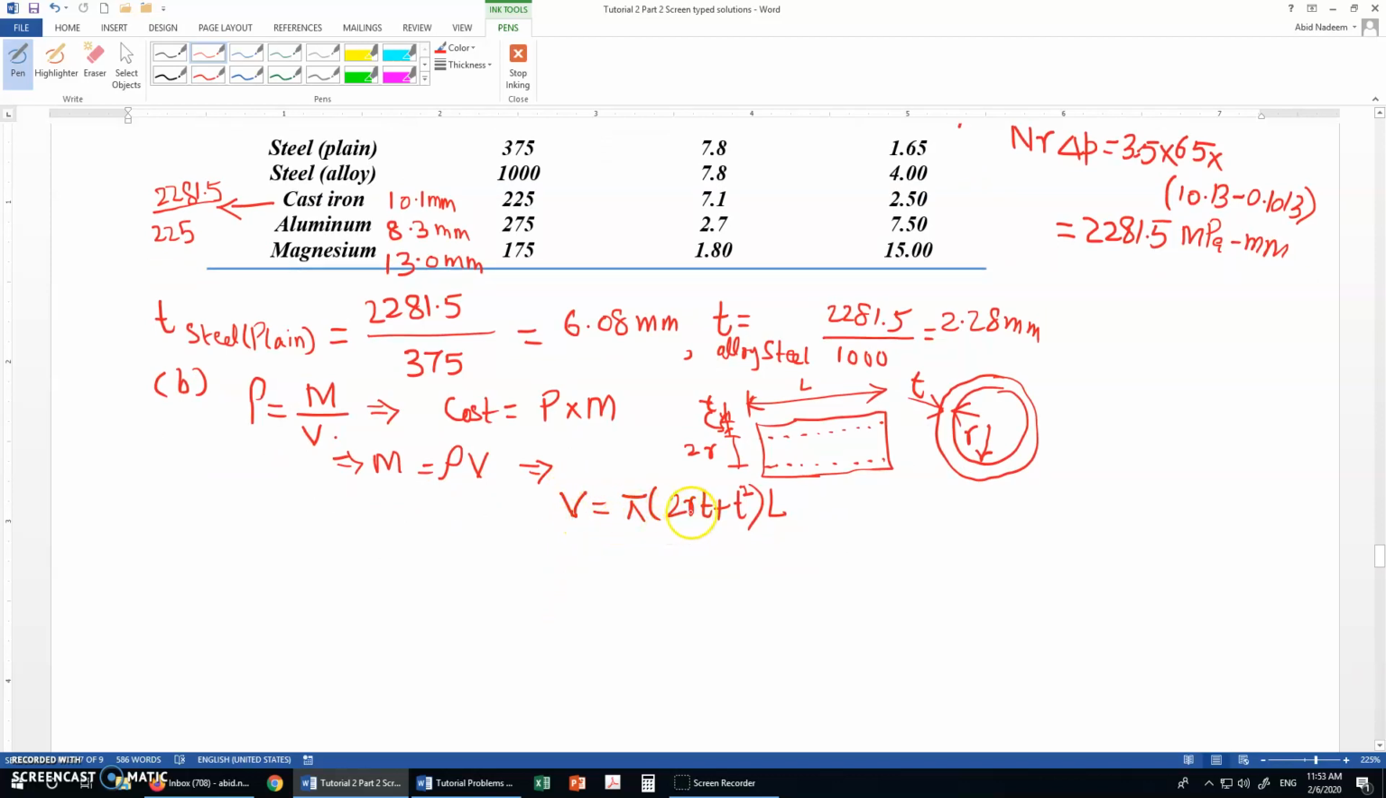So in this, we know that for each material only the thickness is changing. So you can find the volume of plain steel first, okay, and then volume for other materials. So let's find the volume of the plain steel. Volume of the plain steel is pi times 2 times r.